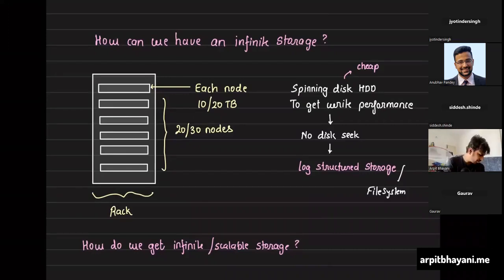And in one storage rack, you would have 20 to 30 nodes like this. So the amount of data that one storage rack can handle is 200 to 600 terabytes. Huge enough space. This is what one storage rack would handle. Now, one small caveat over here.